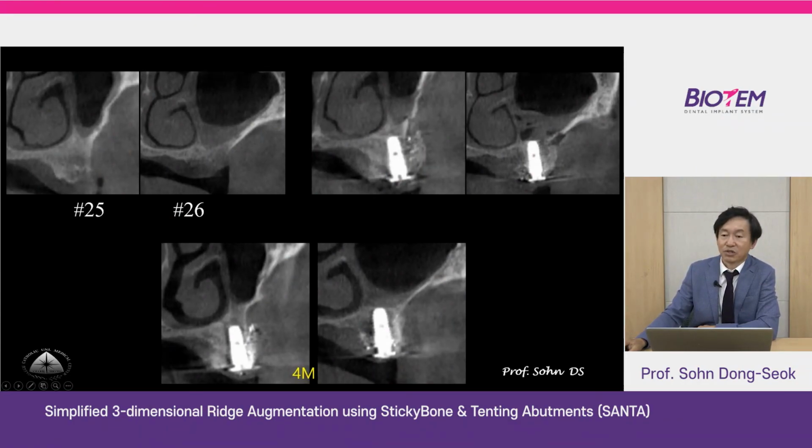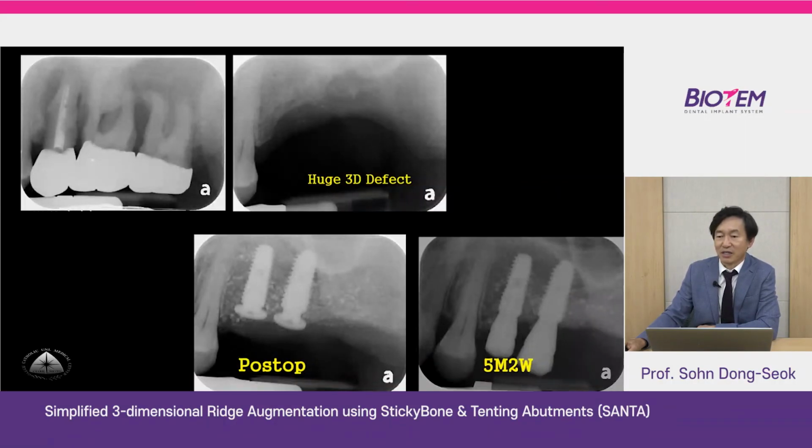This is the post-op before, and pre-op convexity. This is the post-op convexity. This is the 4 months healing. Now you can see the excellent 3-dimensional ridge augmentation and the 100% vital bone formation in the sinus cavity without any risk of post-operative sinusitis.